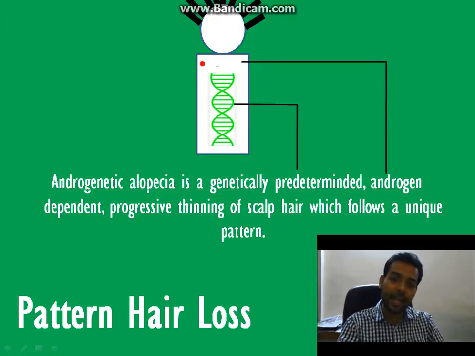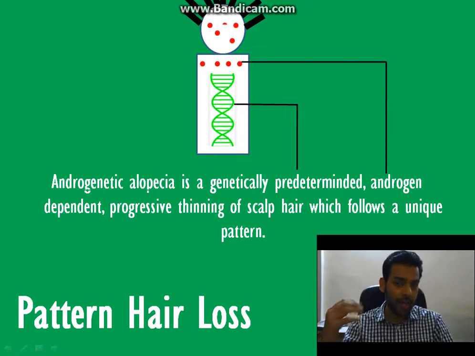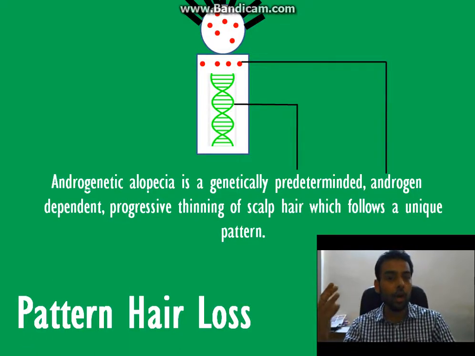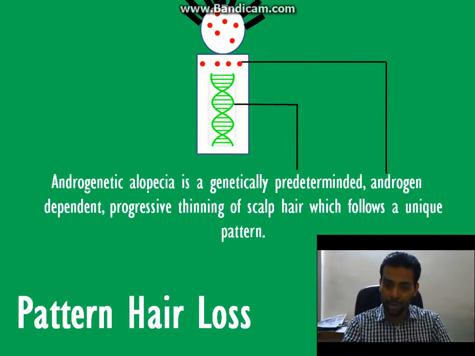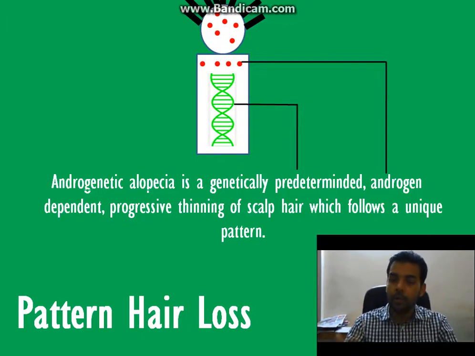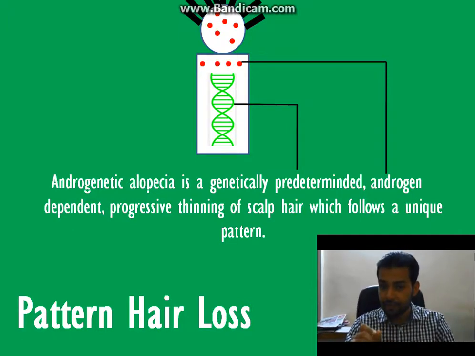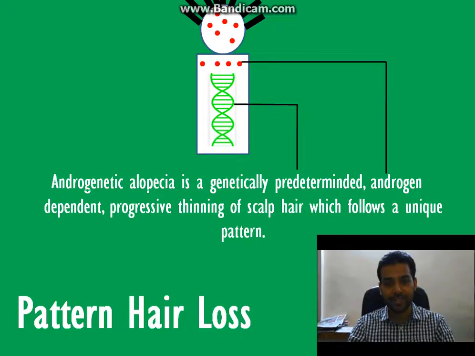And genetic stands for the DNA, the chromosome, the genetic background of an individual, which he or she inherits from her parents. So, androgenetic alopecia can be defined as genetically predetermined, androgen-dependent, progressive thinning of scalp hair, which occurs in a specific pattern. Therefore, it is also known as pattern hair loss.